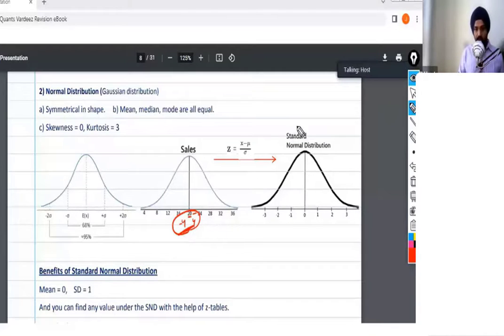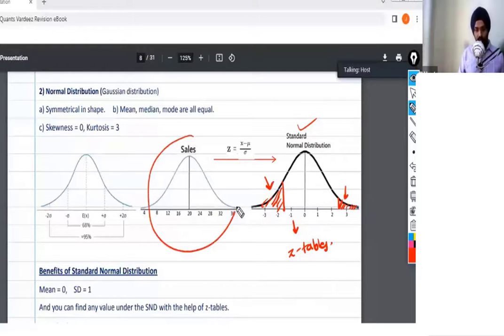So the best part about a standard normal distribution is that the mean is always 0 and the standard deviation is always going to be 1. Now, you must be wondering, what's the use of converting this? Well, if you have a standard normal distribution, any probability or any value that you want to find under the curve, you can find with the help of what we call Z tables. You look at the Z tables and you can find any area under the curve. That is the best part of converting a normal distribution into a standard normal distribution. Now, how do you do that?